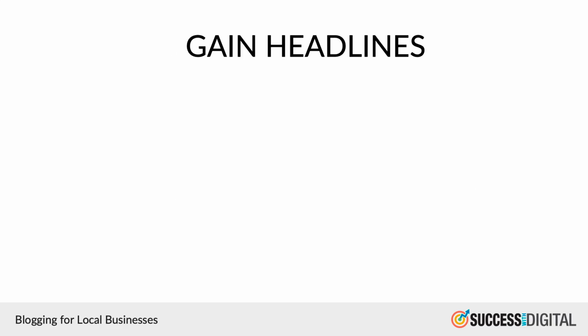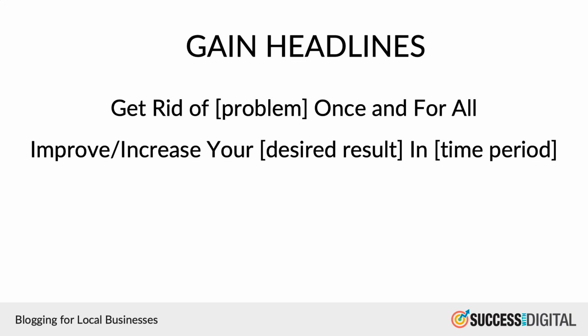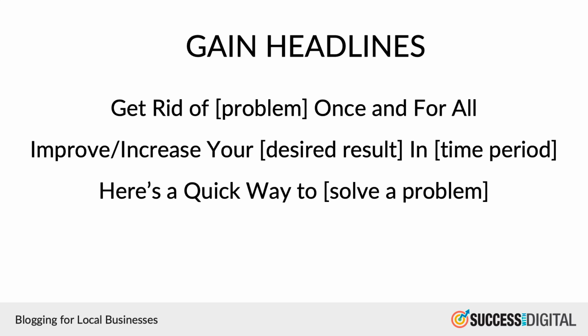Then the next type of headline is gain headlines. Here are some examples of a gain headline. Get rid of, in brackets, problem once and for all. Get rid of lower back issues once and for all. Increase your desired end result in a specific period of time. So, improve your back mobility in 3 months or less. And then there's also, here's a quick way to, and then solve a problem.